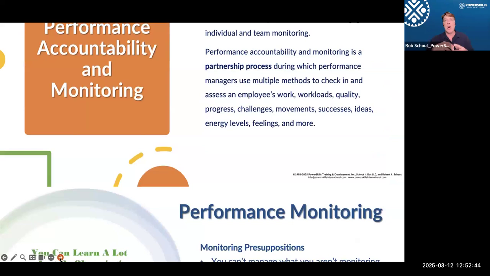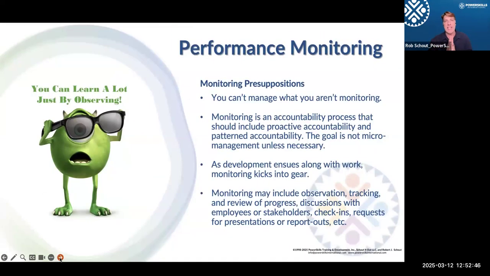Always remember, you can't manage what you're not monitoring. It's just an impossibility. If you're not monitoring something, all you're doing is guessing at what they're doing or how things are going, and then you'll be surprised later on. So you can't manage what you aren't monitoring.